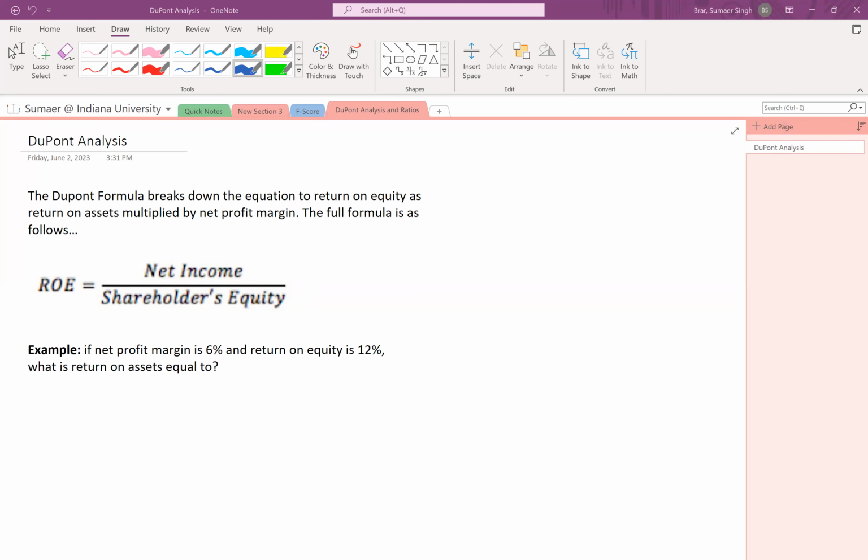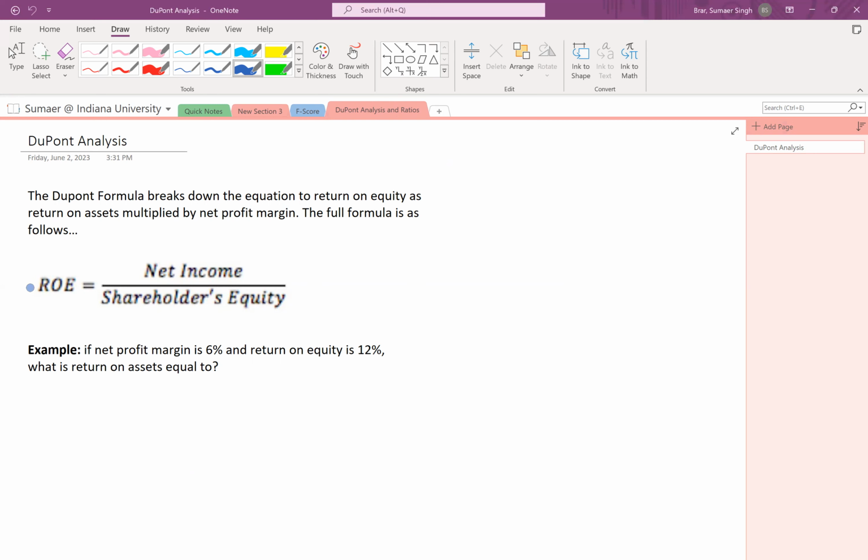And to break down this formula even further, the net profit margin is net income divided by sales, and the return on assets is sales divided by our average assets, our total assets, right? And so those two multiplied together get you your return on equity ratio.